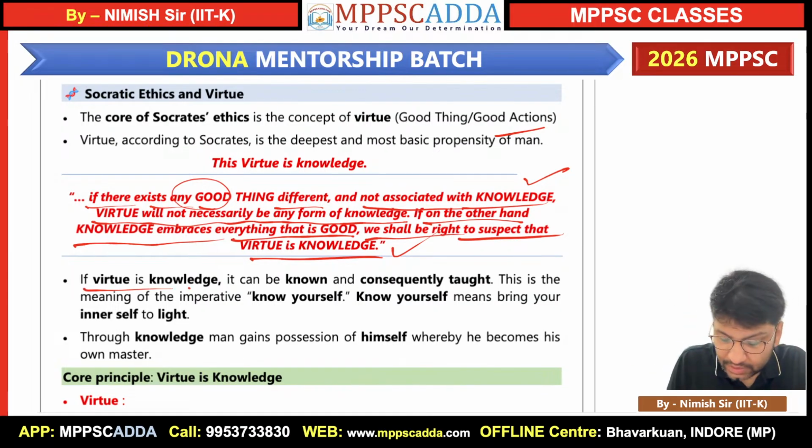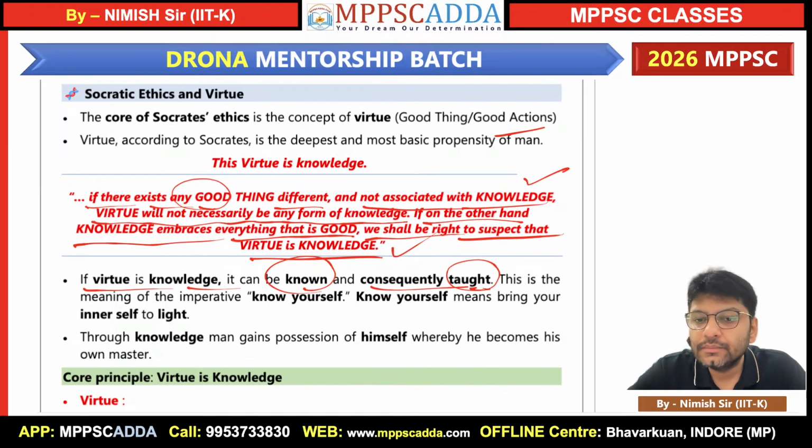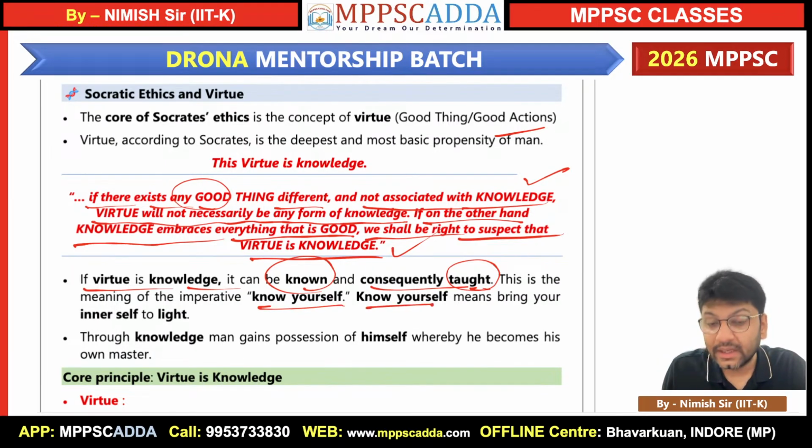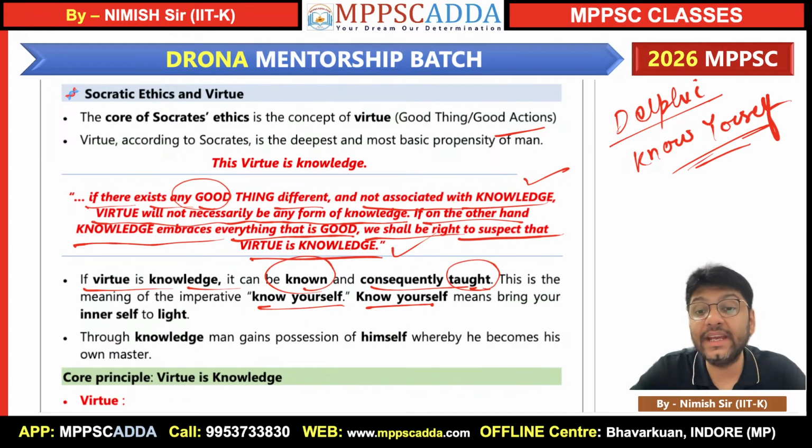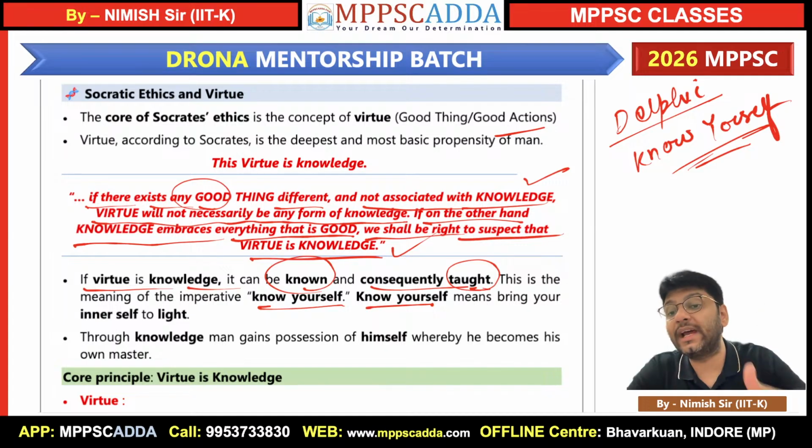So if virtue is knowledge, it can be known and consequently taught, right? If virtue is knowledge then obviously it can be known and it can also be taught, how we arrive at that knowledge. And this is the meaning of the imperative know yourself. That means if Socrates read in the Delphic inscription that know yourself, that inscription in itself is saying that knowledge can be taught, you can also arrive at that knowledge.